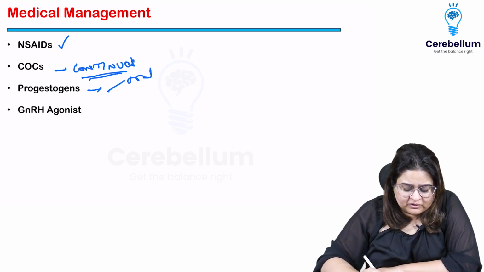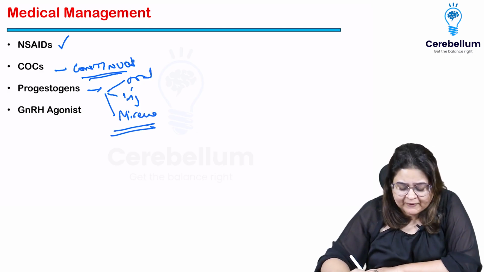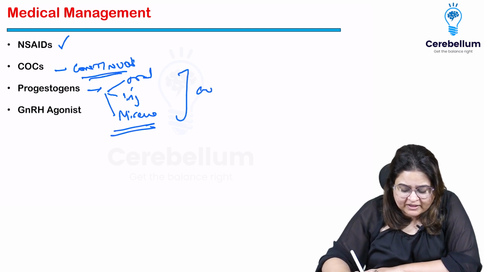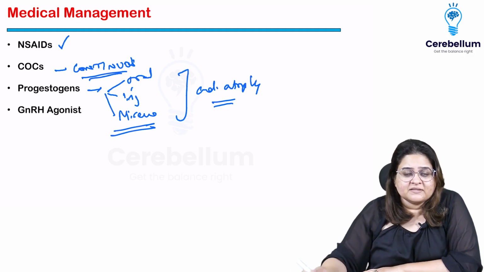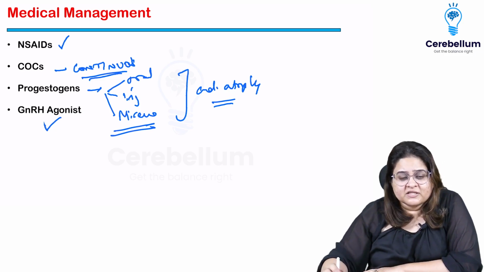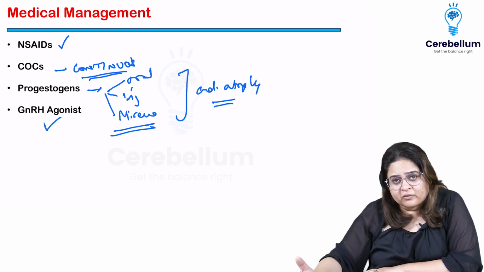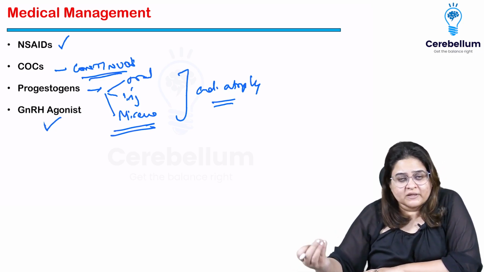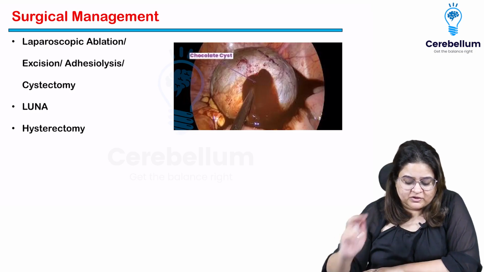You can give it oral, you can give it injectable, and you can even give it as an intrauterine device, that is the Mirena. Progesterones act by causing endometrial atrophy. So wherever there are these endometriotic implants, they will get dried up. We can even give GnRH agonist, because this leads to a state of pseudomenopause and the endometriosis will dry up. So this is medical management.